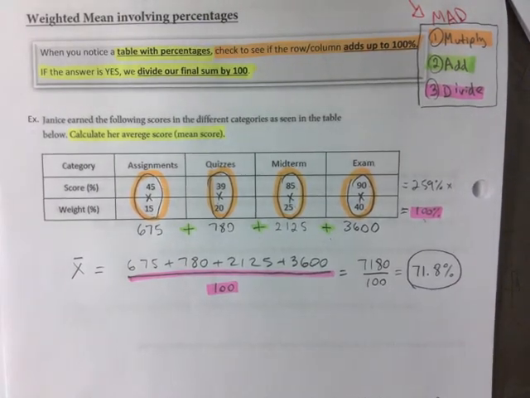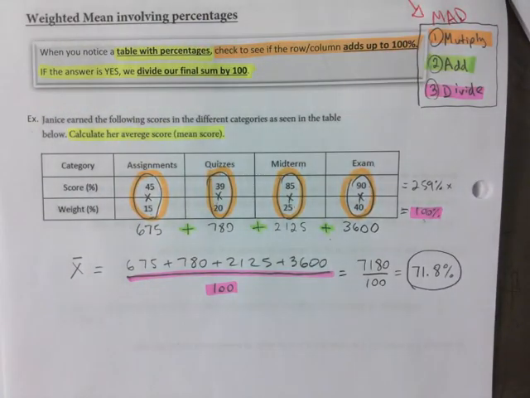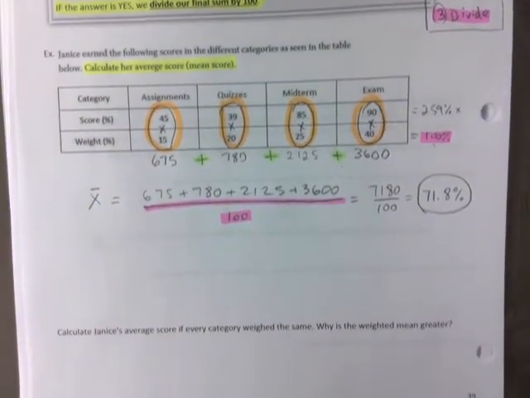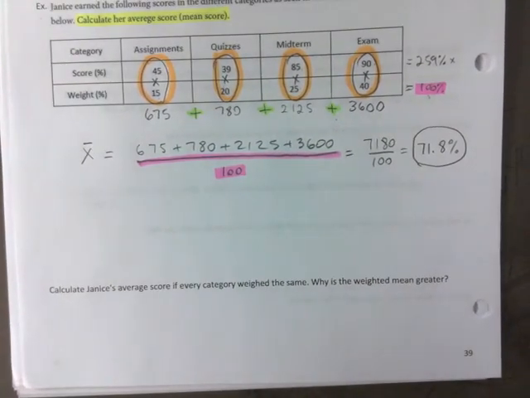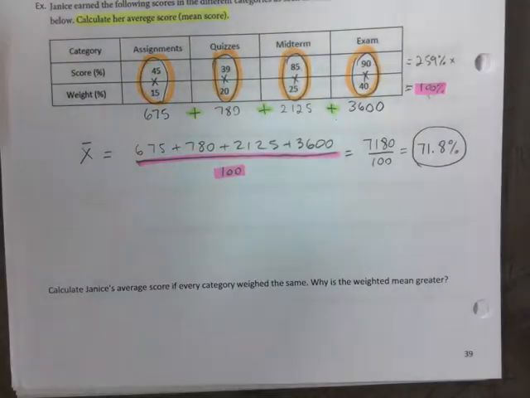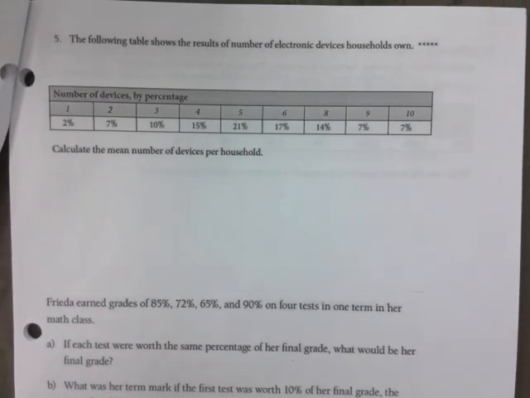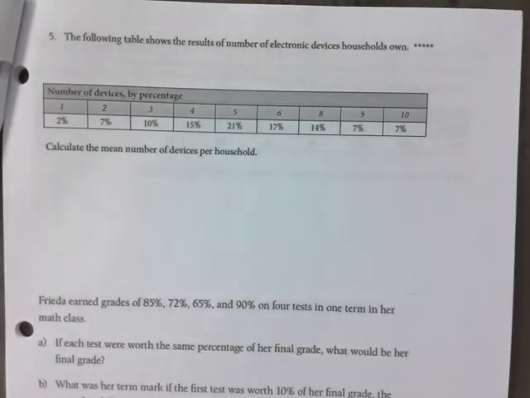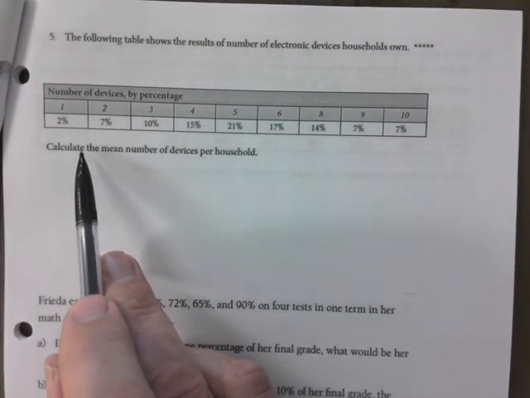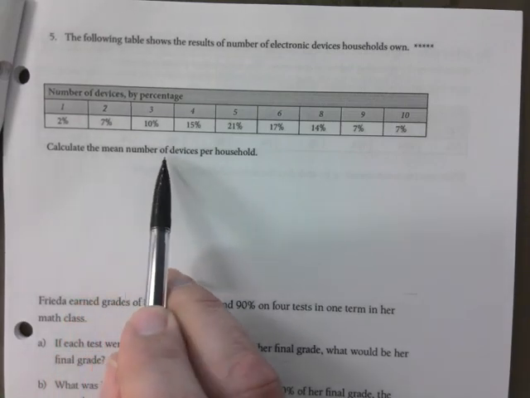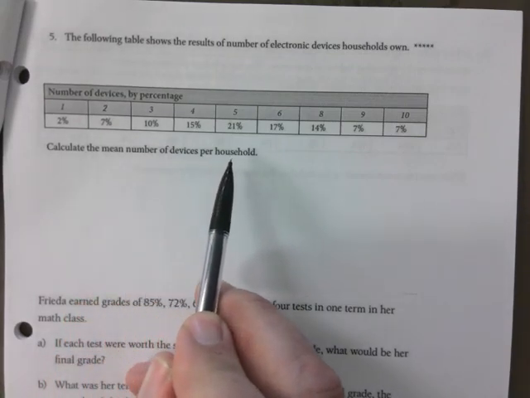I want to show you, I had an old exam here. We'll do that later. So that's how you do one of those. Can I ask you to try that right away next door, page 40? It's asking for calculating the mean number of devices per household.